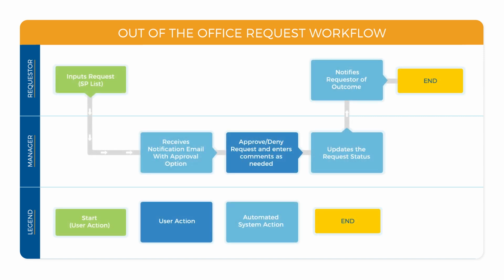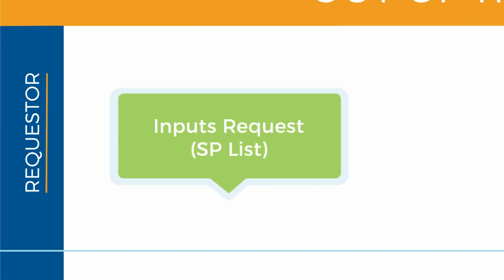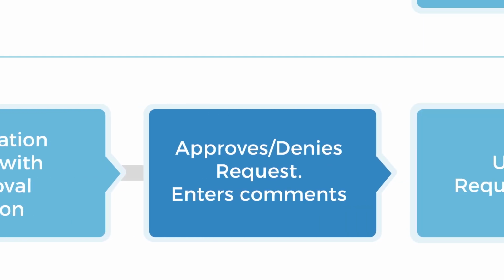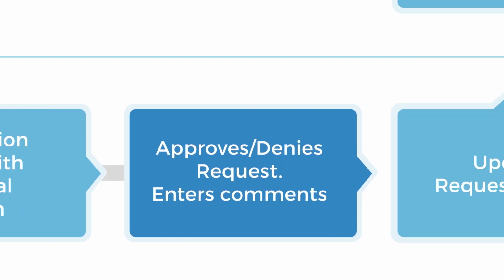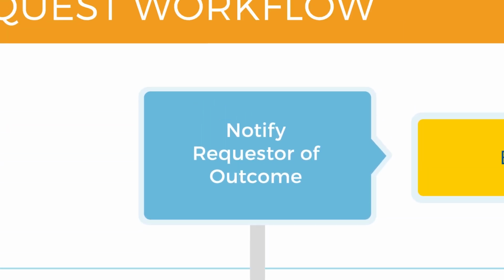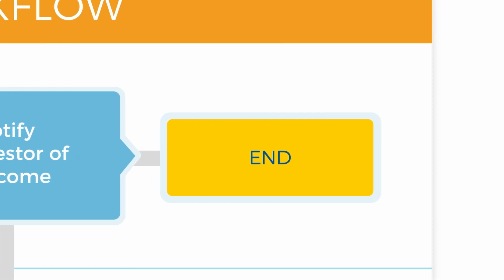Understanding what the process will look like. First, the requester will begin by submitting a request through a SharePoint list. The manager will then receive a notification that a request has been submitted, and they will be instructed whether to either approve or deny the request. After the manager makes a decision and updates the request status, the requester will be notified through email. And this is the end of the flow.